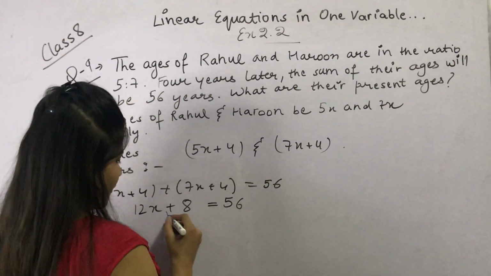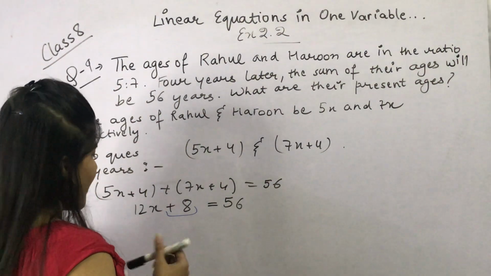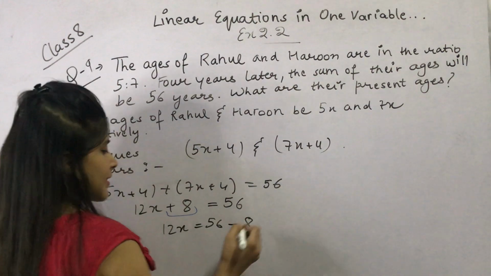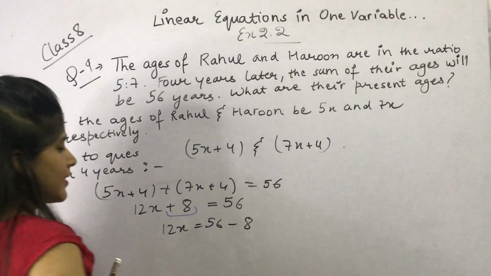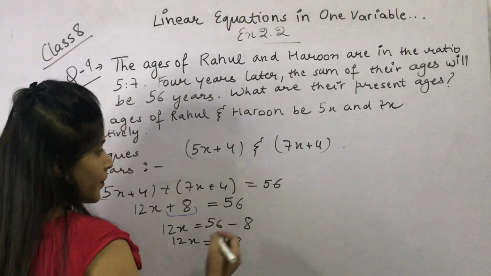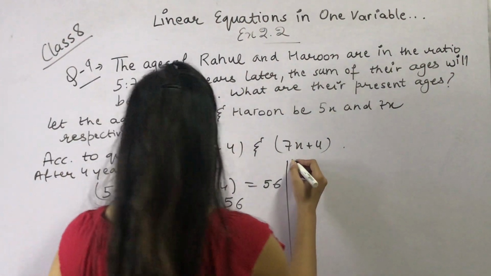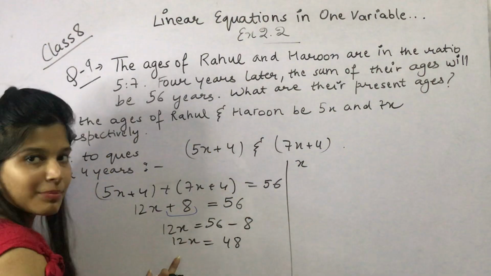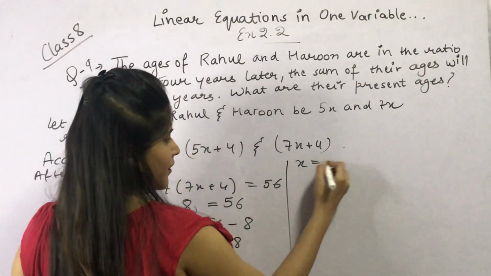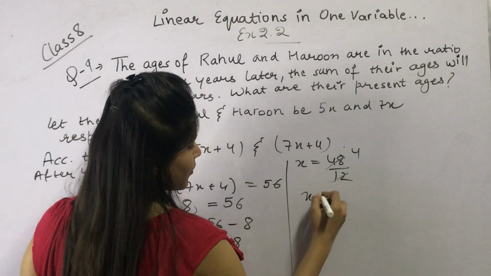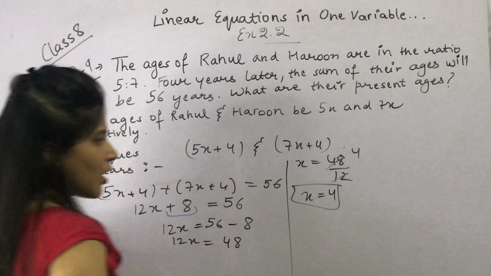Now 8 is positive, so 12x equals to 56 minus 8. Okay? So 56 minus 8 is 48. 12x as it is. Now to find the value of x, 12 is in multiplication here, so it will be division. So 48 upon 12, and we know that 12 4s are 48. So the value of x comes out to be 4.